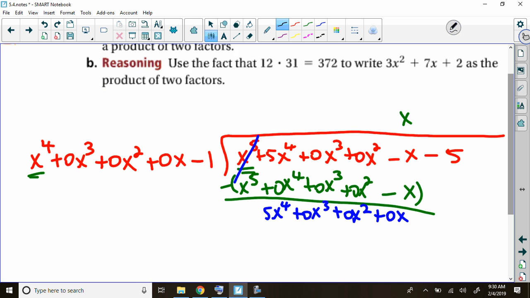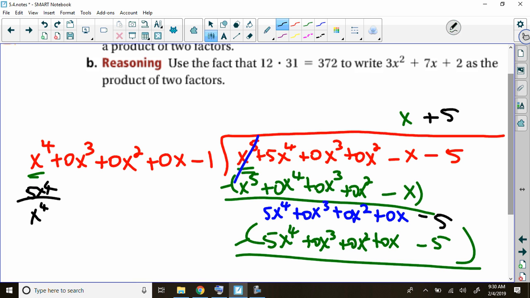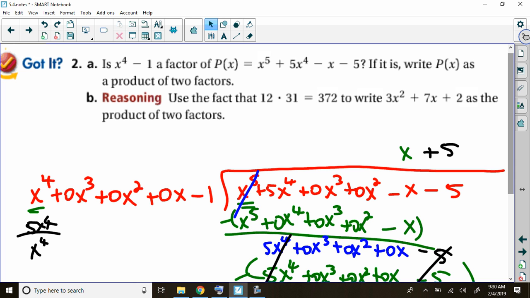And I do it again. I see how many times x to the 4th goes into 5x to the 4th. That's going to be 5, so I would have plus 5. And I've got to bring down the minus 5 there. So I do all that multiplying, and I get 5x to the 4th plus 0x cubed plus 0x squared plus 0x minus 5. And I subtract. Everything cancels, and there's no remainder. So the answer to that one is yes, that is a factor. Wow. The process is the same. It's just that you're working with polynomials.